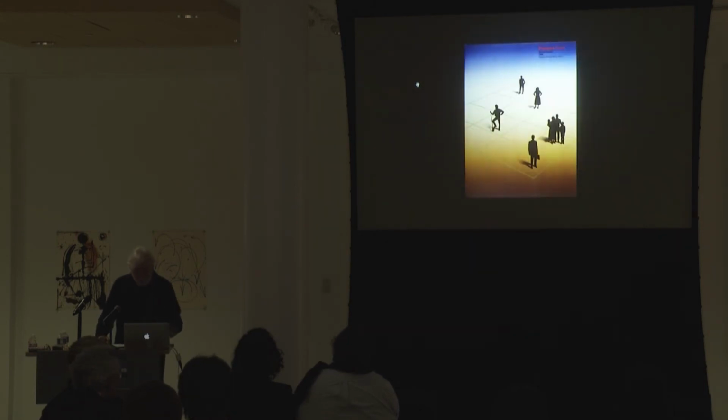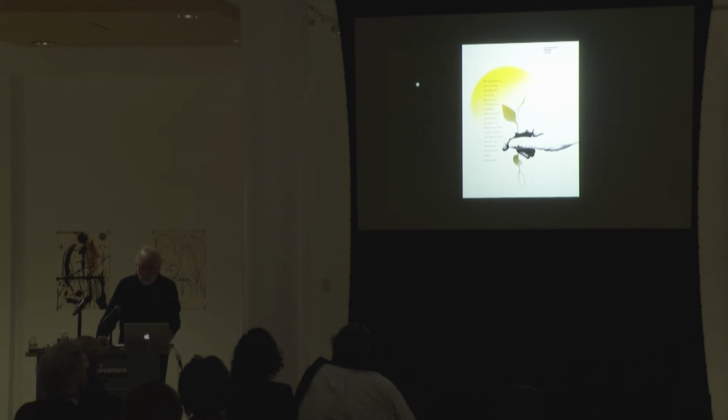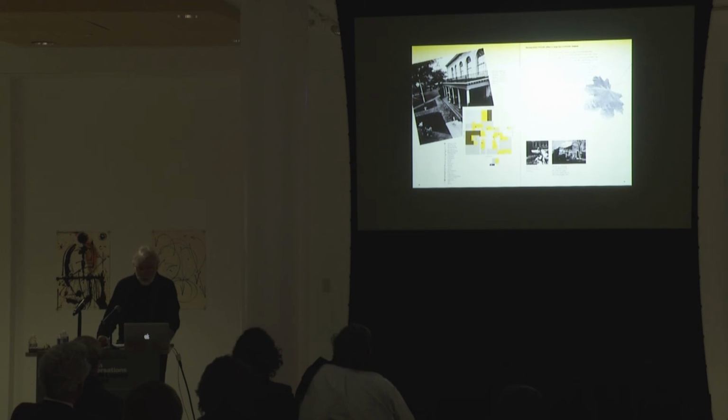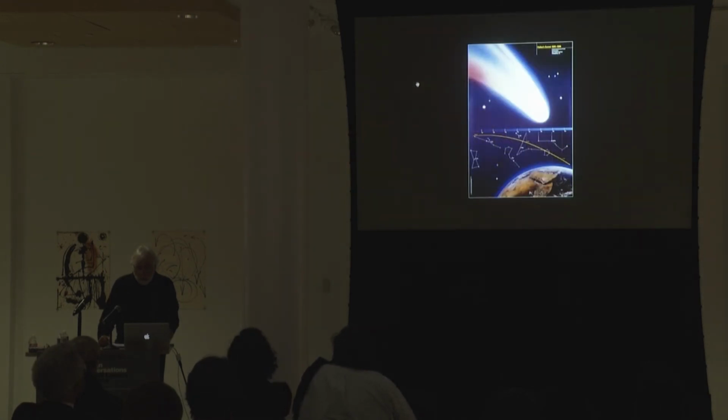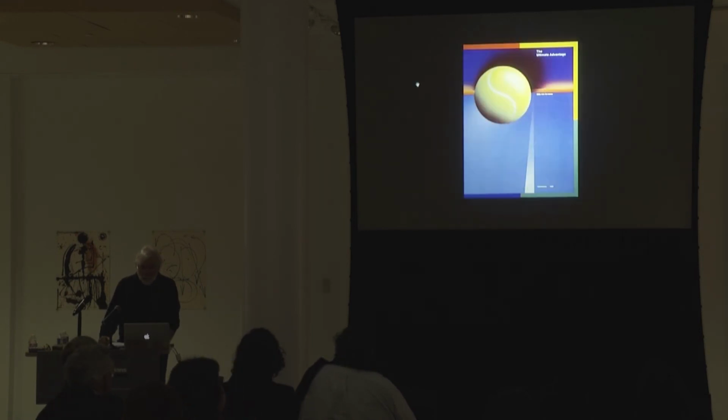This is all pre-computer, of course, and these are some of the projects that I did at the time. Catalog for Germantown Friends School, a very wonderful school. I spent a whole day there getting a feel for the place, very nurturing, and I wanted that to come out in their catalog. Poster commemorating Halley's Comet for the Franklin Institute Science Museum. The Ultimate Advantage US Pro Indoor Tennis Tournament, where I learned a lot about tennis.